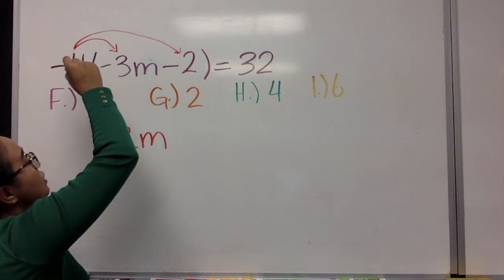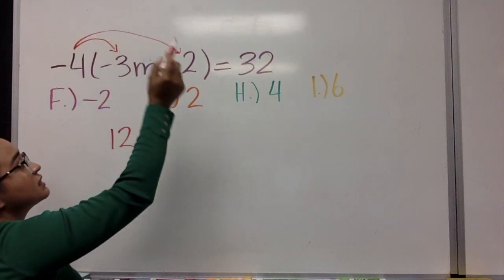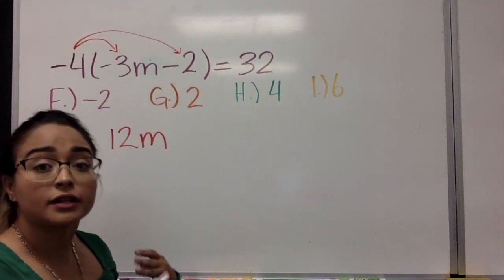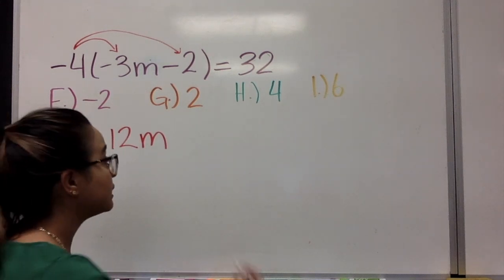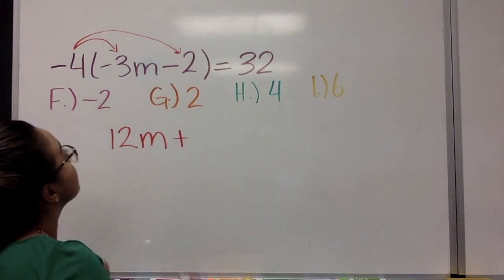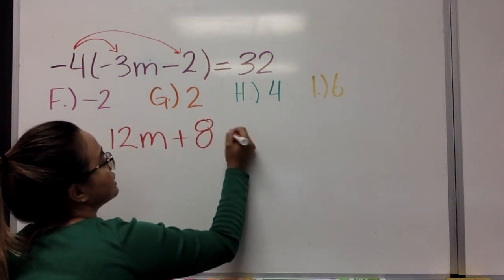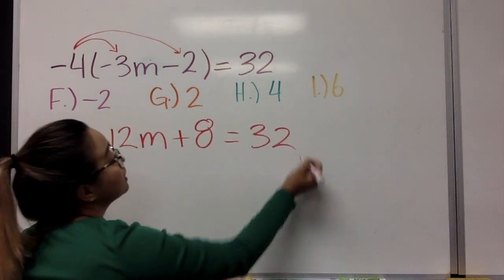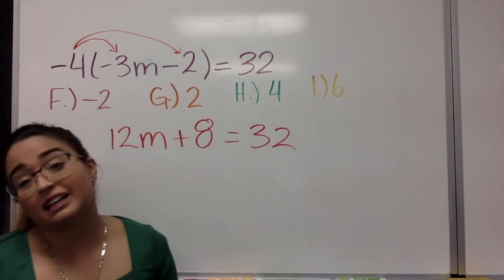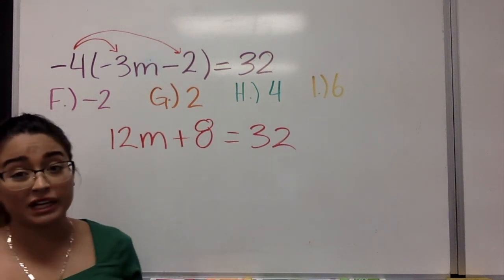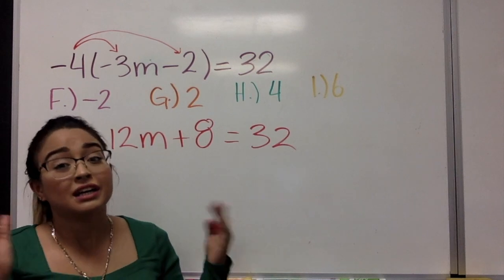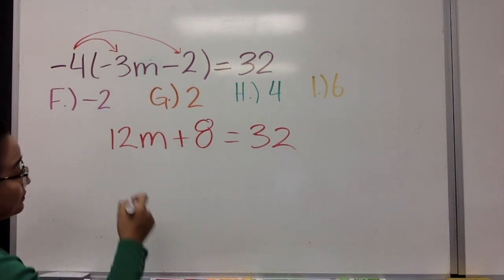And now we're moving over and multiplying negative 4 times negative 2. Again, another positive answer because we're multiplying two negatives. So it's going to look like this: 12m plus 8 equals 32. Now what does this look like? It looks like a two-step equation. Again, we're breaking it down so we can solve it.